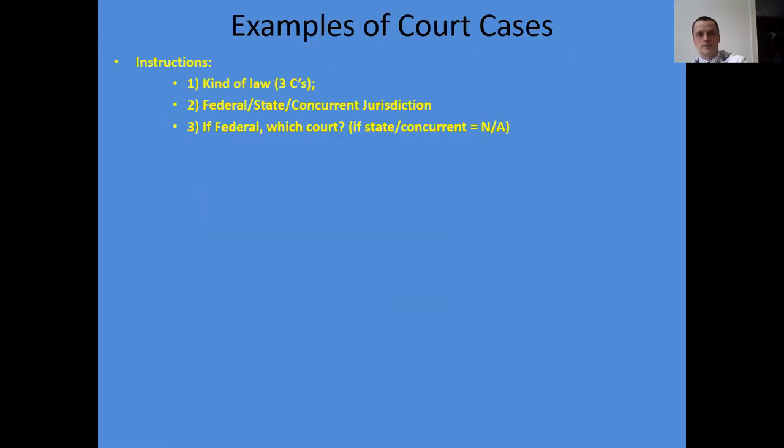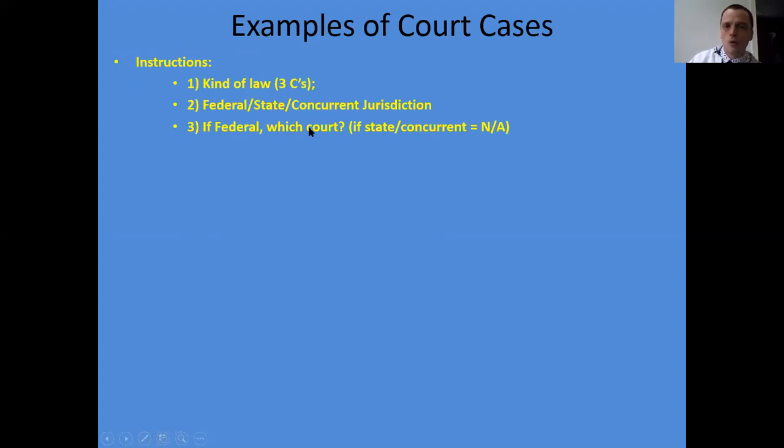So what I'd like to do real quickly is go through different case examples. I would like you to tell me a couple of things. One, tell me what kind of law is at stake, of the 3 C's: constitutional, criminal, civil. Is it federal, state, or concurrent jurisdiction? Is it heard only by federal? Is it heard only by state? Or could it be heard by both? Based off of what we've talked about, please give me an answer there.